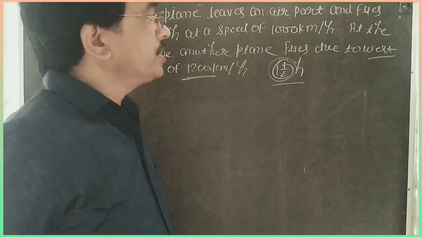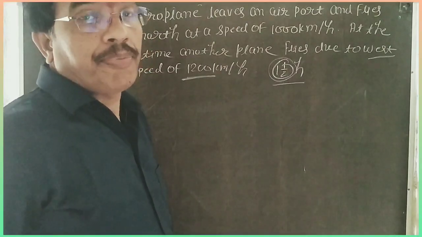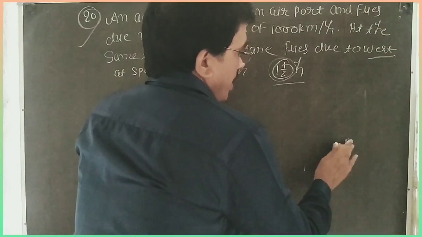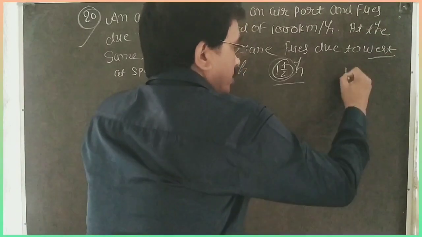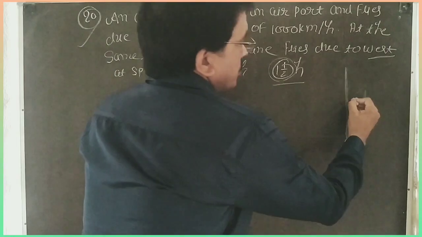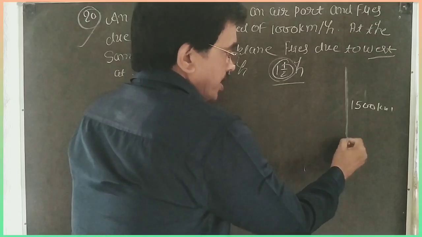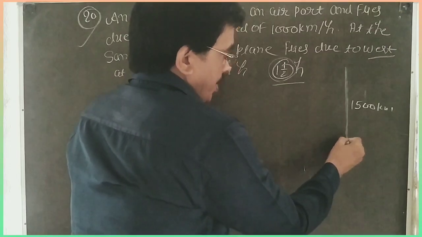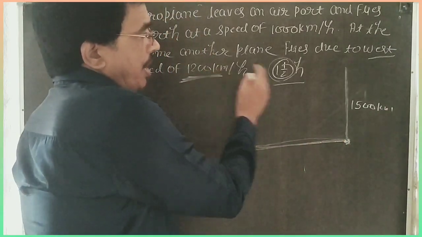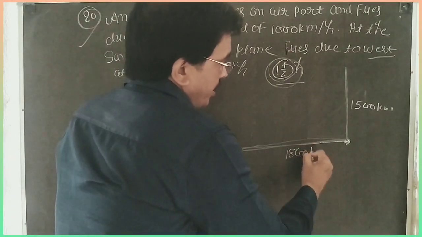This question depends on the Pythagoras theorem, and generally in such questions you have to find the hypotenuse. So dear students, suppose the plane is here and flies north at a speed of 1000, so in 1.5 hours it goes 1500 kilometers. Similarly, a second plane from the same airport leaves to the west at a speed of 1200 km per hour, and the time is the same, 1.5 hours. So it is 1800 km.